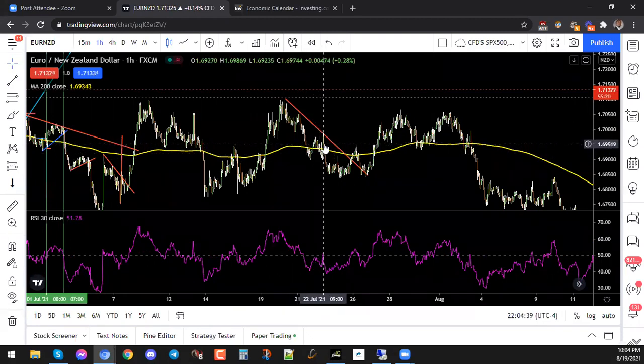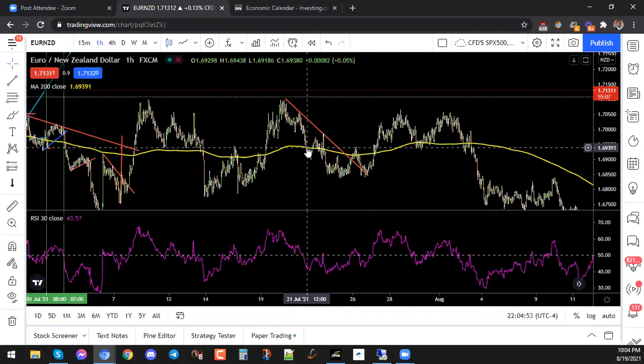If it doesn't hit the 50 level, I'm going to stay in my sell if I'm looking to swing this, right? If I'm day trading this, I'll be looking at time so that I can get out of the trade, okay? I'll be looking at this moving average as well.